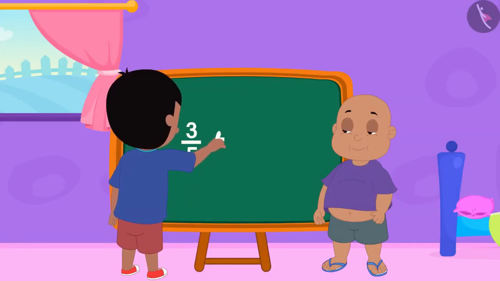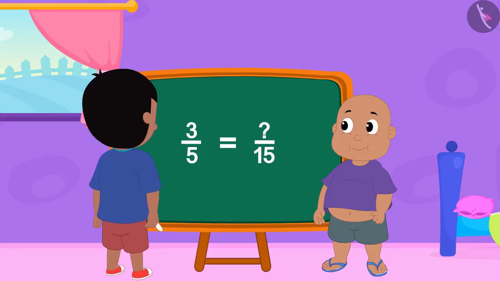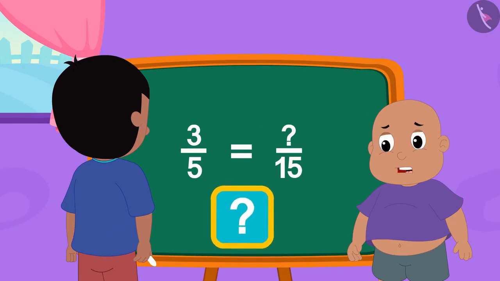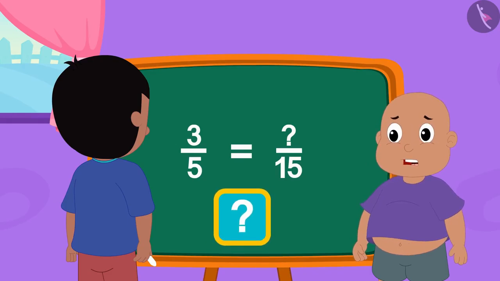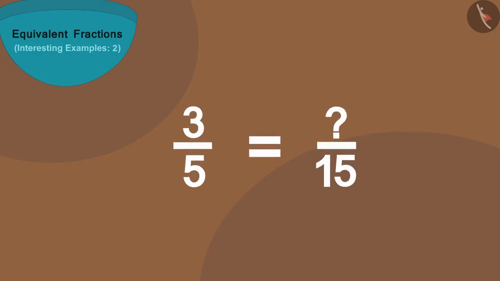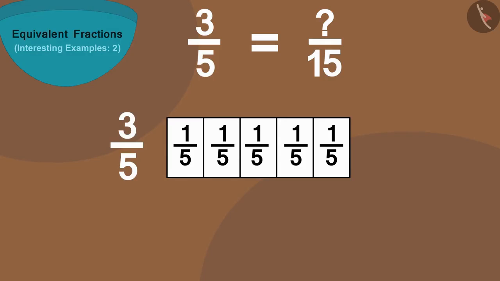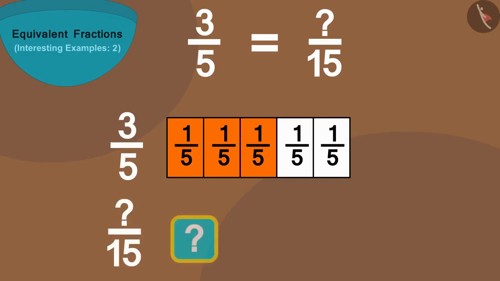This is Raju's next fraction. Children, can you find this fraction? Let's find it using a different shape. We can show this fraction by dividing such a strip into 5 equal parts and coloring 3 parts in it. Now, how many parts are there in its equivalent fraction?